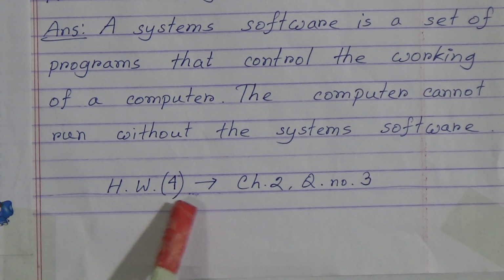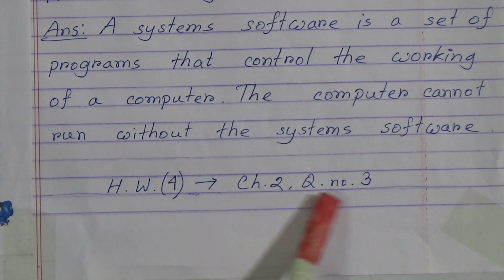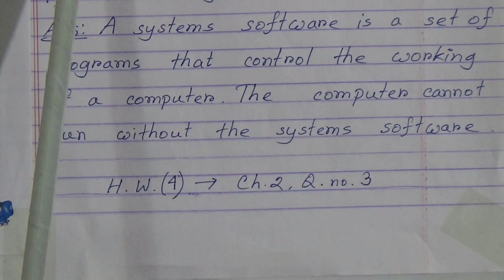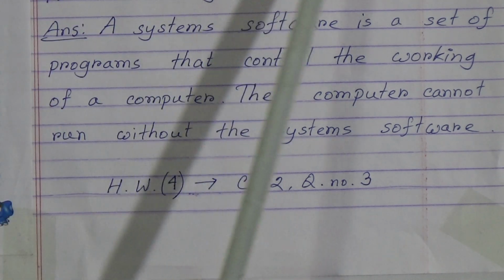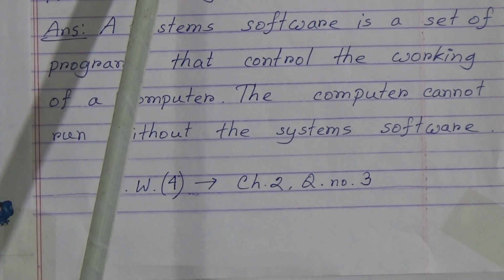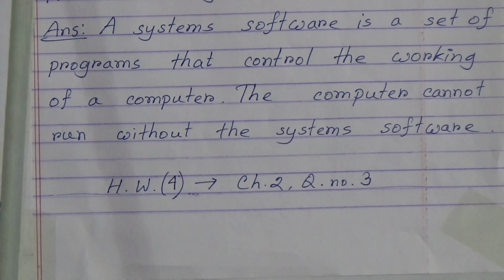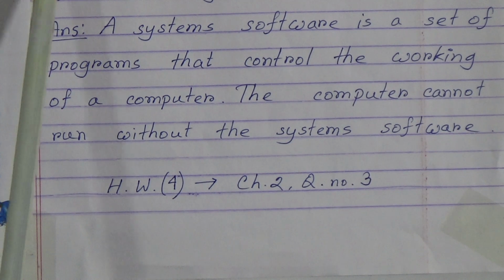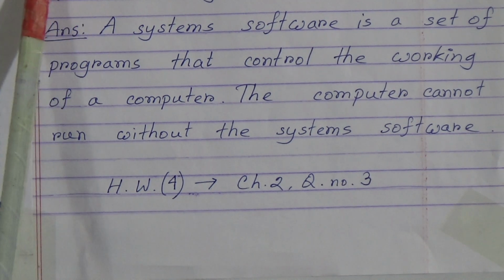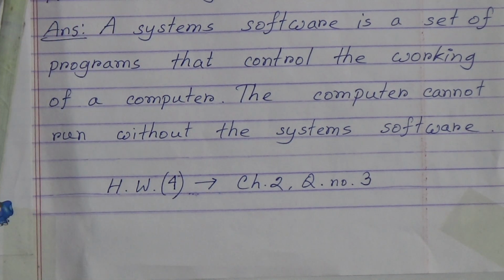Your homework number 4 is chapter 2, question number 3. The question: what is output device? Name two output devices. So please do the homework carefully, dear students. Okay, some of you make many mistakes. The answer is given here. Please be careful of spellings and don't miss out words or sentences.